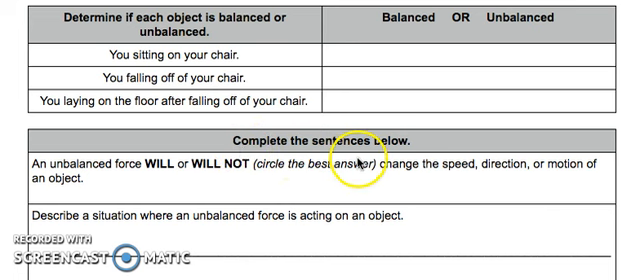Now it says complete the sentences below. An unbalanced force will or will not change the speed, direction, or motion of any object. So if it's unbalanced, will it change the speed, direction, and motion, or will it not? Then describe a situation where an unbalanced force is acting on an object. Press pause, press play when you're ready to go on.